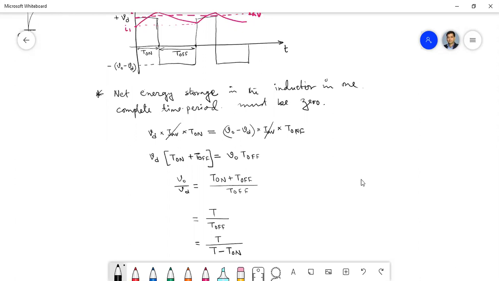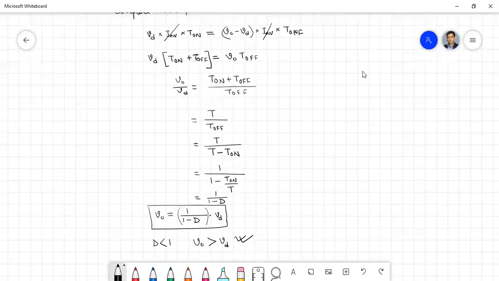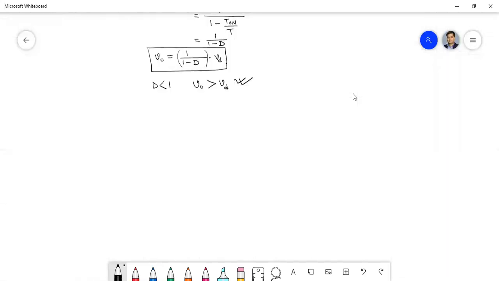Clear? Any other point you want to raise? No, sir. Okay, so next one is buck boost converter.